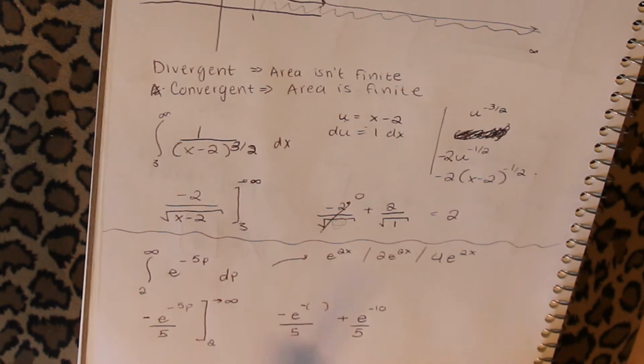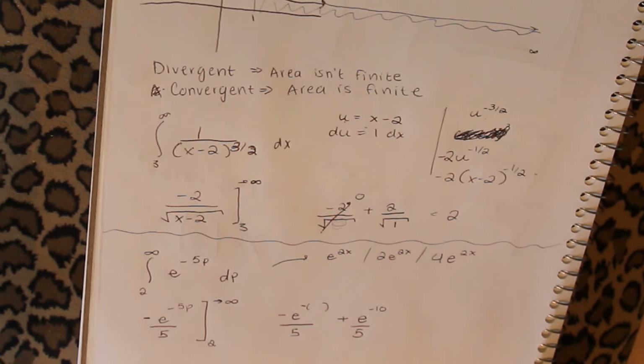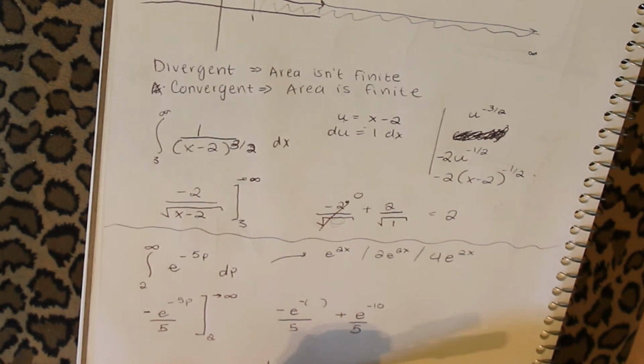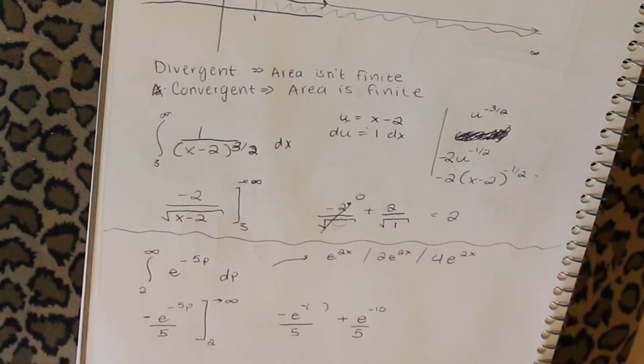So let's just make this a little bit easier to see. Remember, when we have anything to the negative power in the numerator, we can put it in the denominator with a positive power. So this is the same thing as saying negative 1 over 5e to a really big number, plus 1 over 5e to the 10. And remember, what happens when we divide by a huge number? It's going to end up being a really small number. So it turns out the area under this graph from 2 to infinity is actually going to end up being 1 over 5e to the 10.